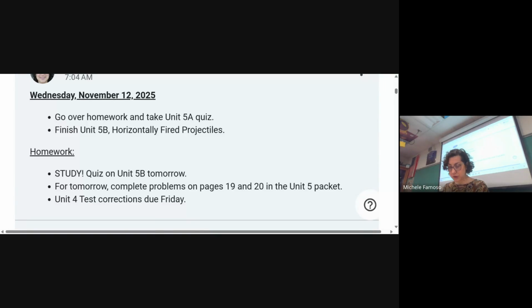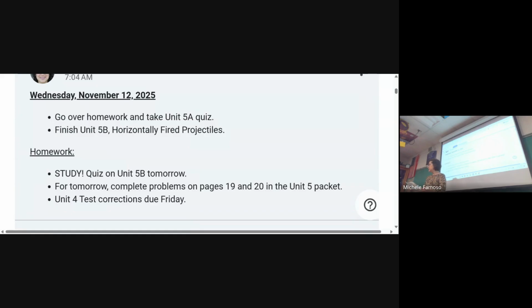Okay, here are the answers to the homework. Number 1 is A. Number 2 is D as in dog. 3 is D as in dog. Number 4 is A. Number 5 is A. Number 6 is B as in boy. 7 is A.